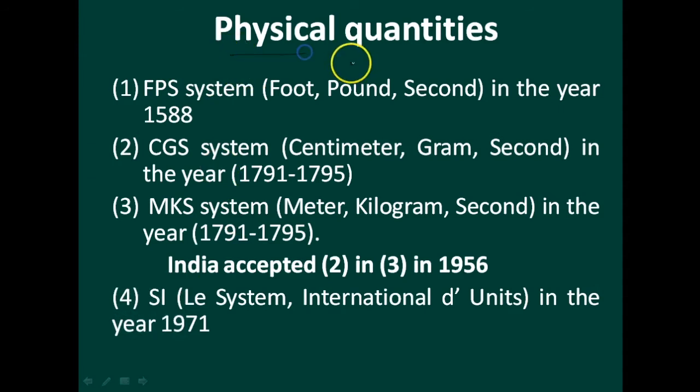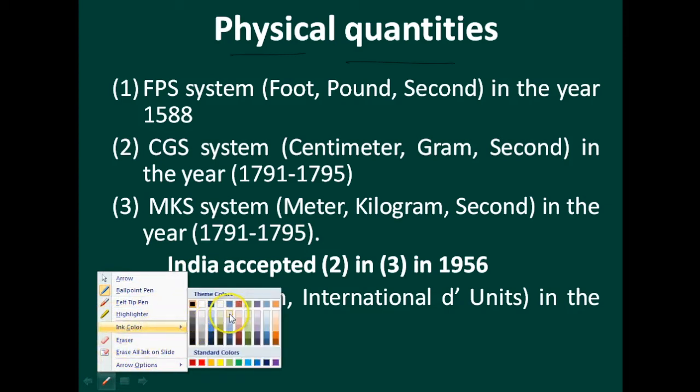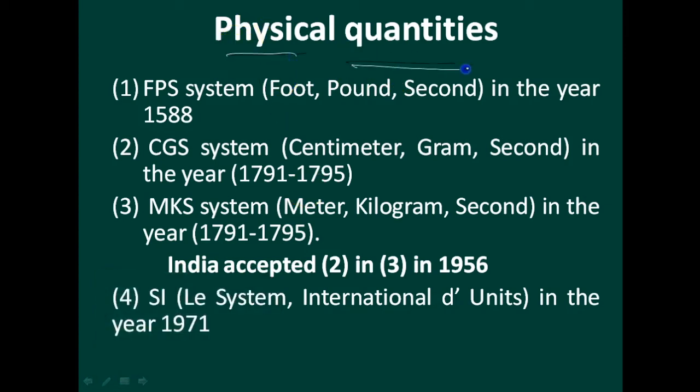Okay, in this physical quantities, there are some systems that come under it. There are various systems of units for physical measurement which were developed at different times. Some of them are as follows: the FPS system, CGS system, MKS system, and SI system.